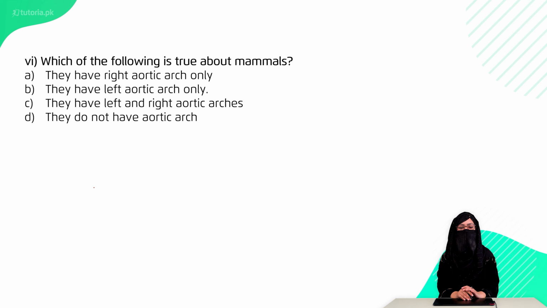Question 6 है which of the following is true about the mammals? Option A, they have the right aortic arch only. Option B, they have the left aortic arch only. Option C, they have the left and right aortic arches. Option D, they do not have aortic arches. The right option है option B, they have left aortic arch only.